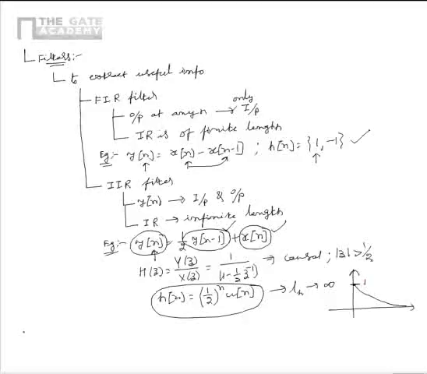These are the two categories of the filters that we can discuss about. Now we will look into different types of LTI systems. Here we will mainly be looking into some of the standard LTI systems. The first one we will be looking into is a minimum phase system.